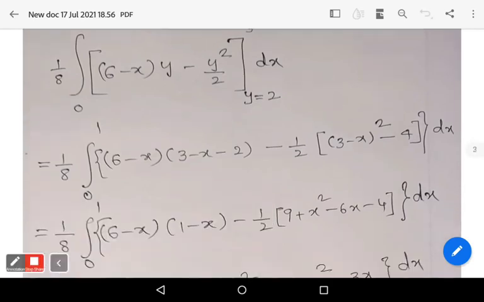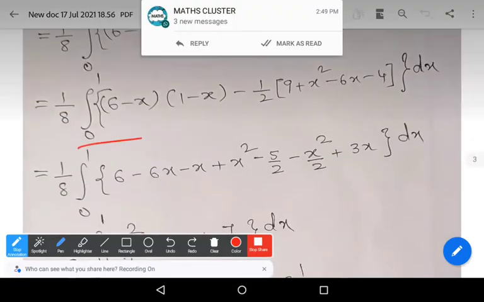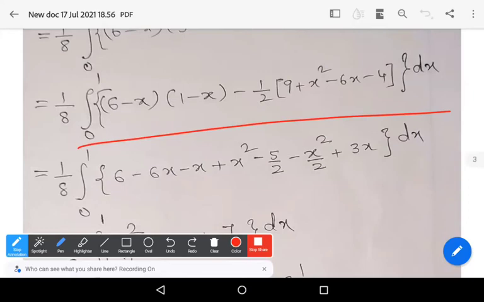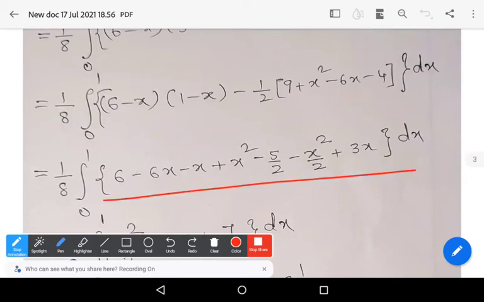Let us simplify completely. 1 by 8 integral 0 to 1, 6 minus x into 1 minus x minus 1 by 2, 9 plus x square minus 6x minus 4 into dx. And then 1 by 8 integral 0 to 1. Completely we multiply each and every term.